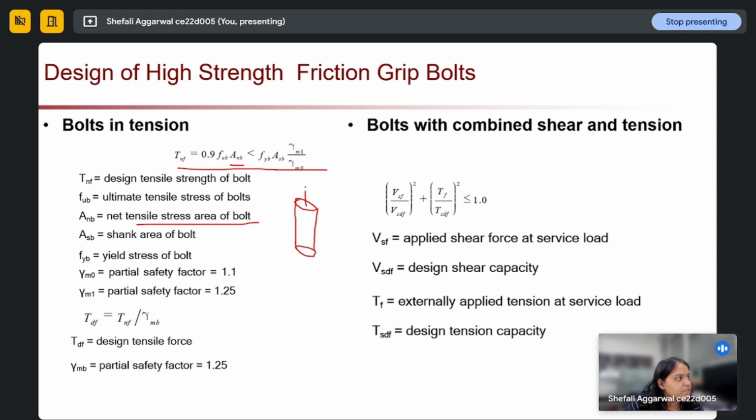Tensile stress is usually applied in this direction, so when we have to take the net tensile area of the bolt, we will take this area. This area means pi by 4 d square. And ASB is the shank area. Shank area means this lateral area, because this is our shank part. So ASB will be given by this area. So this is what is defined as bolt in tension.